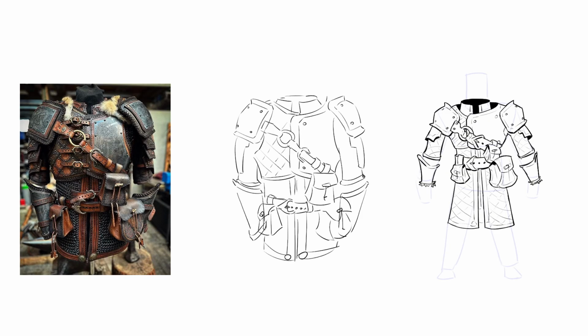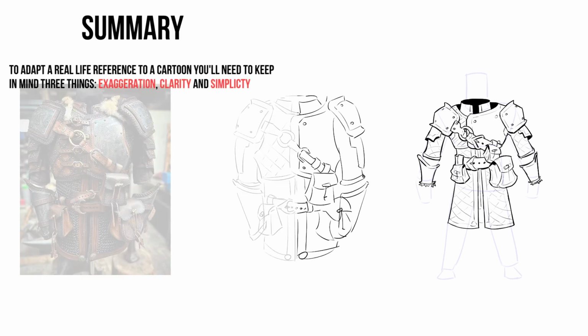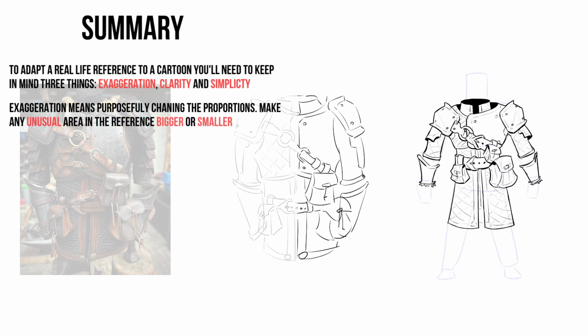Okay, that was it for this lesson on using real-life pictures. In summary, to make a real-life reference match with your cartoons, it's not just a matter of playing with the proportions. You have to keep in mind three concepts or tools at the moment of drawing: exaggeration, clarity, and simplicity. Exaggeration involves playing with the proportions with purpose, thinking about what makes the reference unique or weird or funny, and exaggerating that.